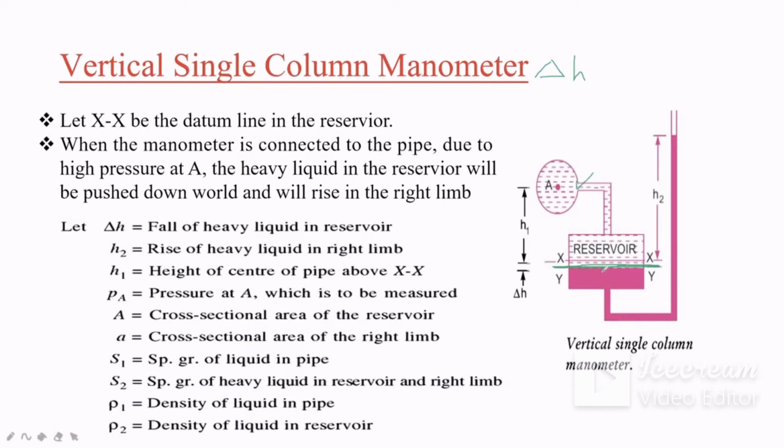The fall of heavy liquid is there, no? From that surface to that surface, we have to take the datum YY. Then the pressure in the right limb above YY: the pressure in the right limb is nothing but rho 2 into g into H2.